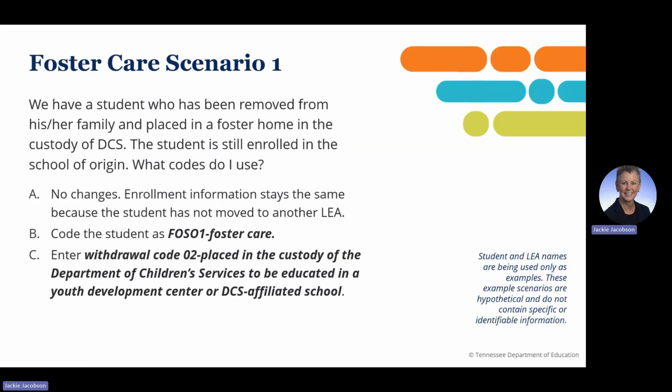Okay, let's take a look at a scenario or two. We have a student who has been removed from his or her family and placed in a foster home in the custody of DCS. The student is still enrolled in the school of origin. What codes should you use? A, no changes. Enrollment information stays the same because the student has not moved to another LEA. B, code the student as FOSO1 foster care. Or C, withdrawal code 02, placed in the custody of the Department of Children's Services to be educated in a youth development center or DCS affiliated school.